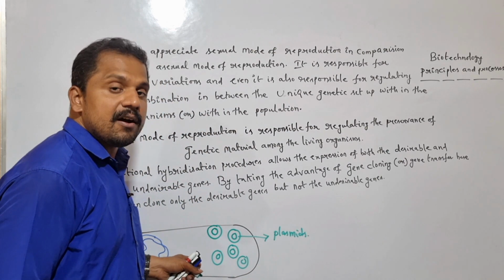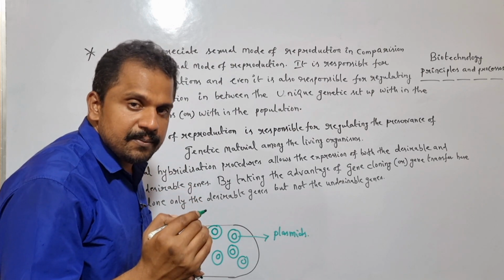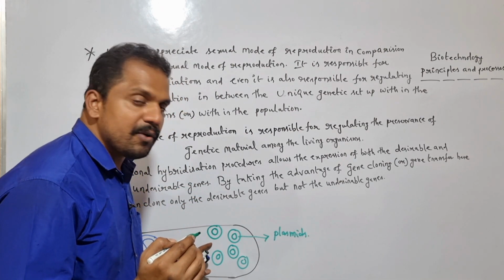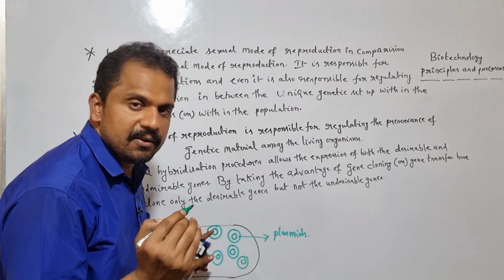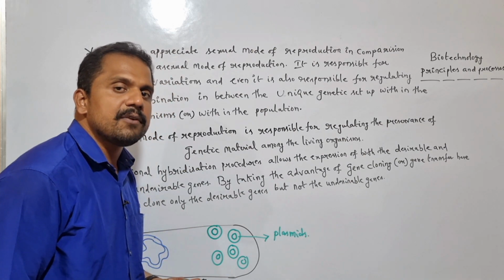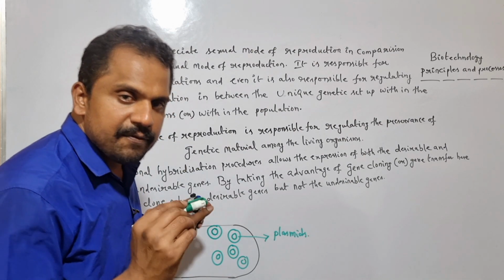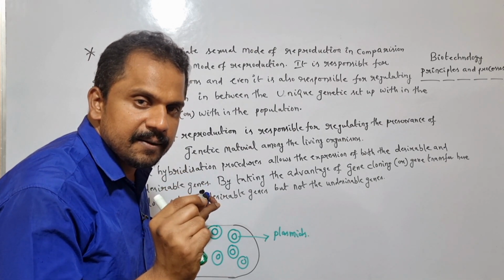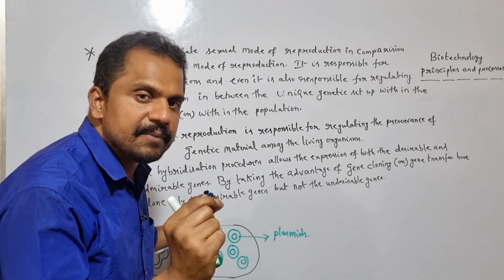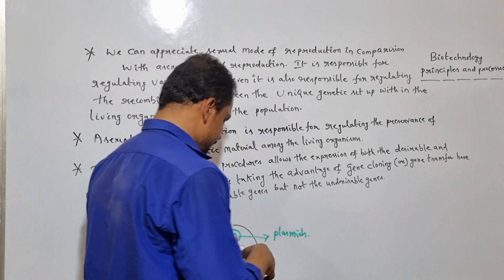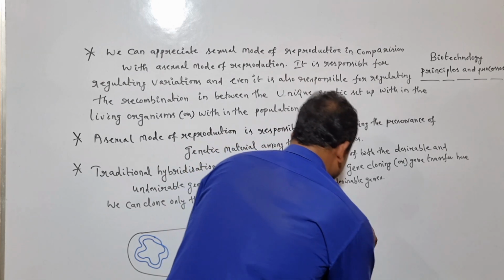In order to clone the desirable gene, at first we need to isolate the plasmid DNA from the E. coli host. Is it clear? In order to clone the desirable gene, at first we need to isolate the particular plasmid DNA from the E. coli host. Plasmid DNA, right?